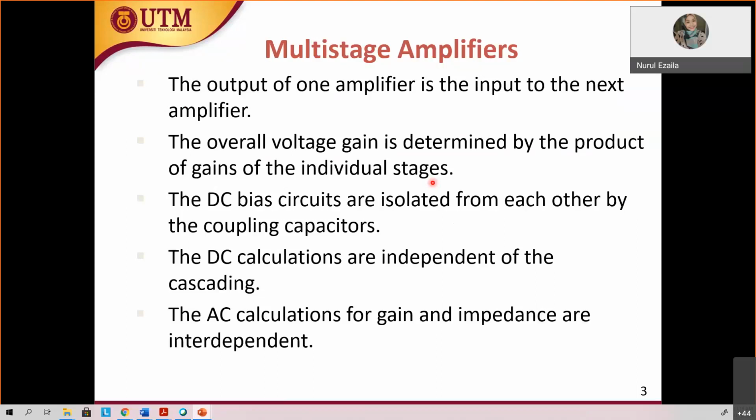The DC bias circuits are isolated from each other by the coupling capacitor, and the DC calculations are independent of the cascading. We'll look at an example. The AC calculations for gain and impedance, however, are interdependent.